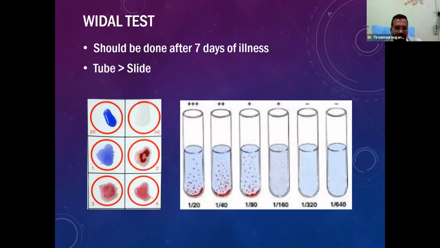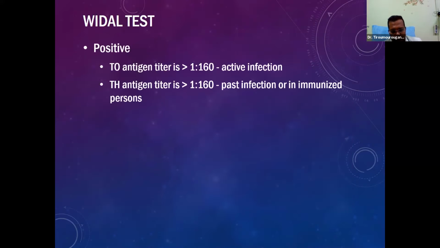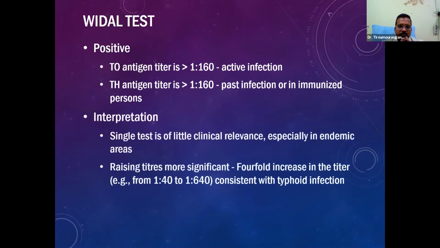So the alternative is to go for a tube test, which is much better. The only problem is when you do it, you need at least 8 to 12 hours of waiting period for the agglutination to occur. So it takes a lot of time, and again, as a single test, it's not very useful. So when do we say the titer is positive? Depending upon where you live. If the O antigen is more than 160, you can say there is active infection, and if the H antigen is more than 160, you can say there is past infection, or maybe the patient is immunized with the typhoid vaccine. So as said before, a single test has no clinical relevance.